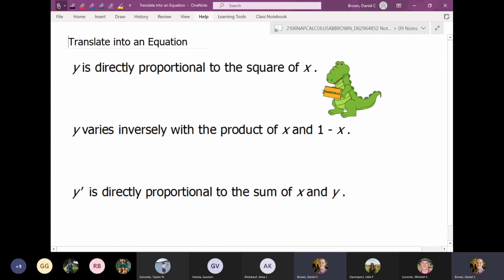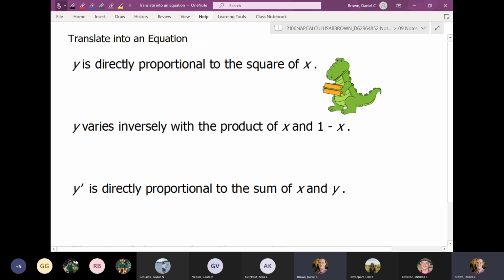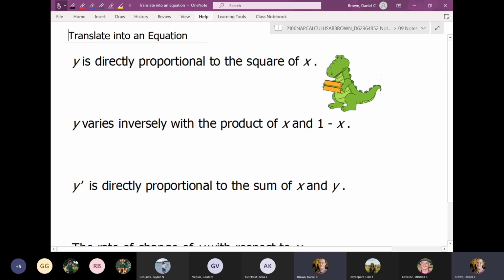Try those first 2 for me. Don't worry about the second 2 for right now. But look at those first 2 and see if you can come up with an equation. Again, don't forget that k value. That is a very important part of these equations.